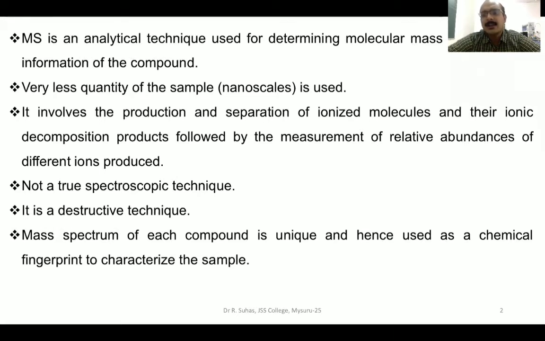Every person has a different thumb or fingerprint, and even in mass spectrometry we follow the same rule, in the sense that each class of organic compound gives a different type of fragmentation mode. For example, if you take alkane, alkene and alkyne, in all three the fragmentation mode will be entirely different. So just by looking at the characteristic fragments produced in the mass spectrum, you can tell that this molecule belongs to a particular class of organic compound, and hence mass spectrometry can be used as a chemical fingerprint to characterize the sample.